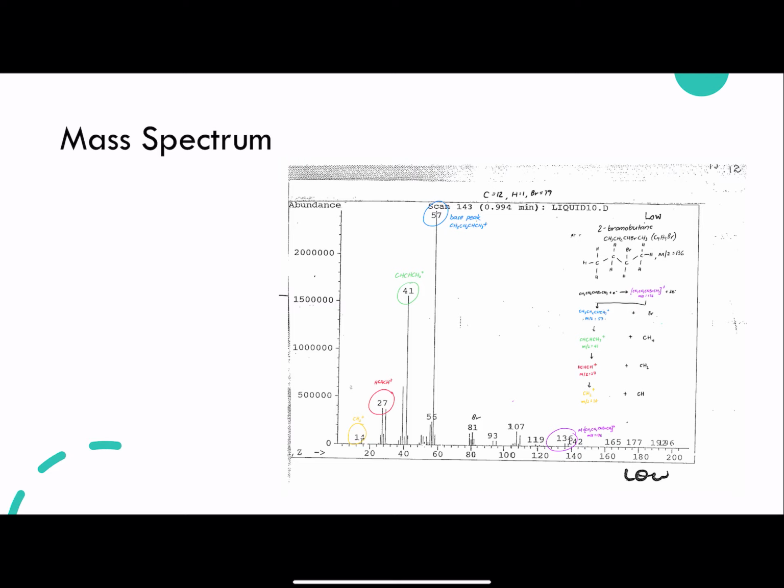Now we move on to the mass spectrum. As you can see, 2-bromobutane has a mass of 136 when using the 79 isotope of bromine. Here we can see the fragmentation that occurs during mass spectroscopy. There is a peak of the molecular ion at 136 in purple, followed by a base peak at 57, which is due to the blue fragmentation section, a peak at 41 due to the green section, a peak at 27 due to red, and a peak at 14 due to the yellow.